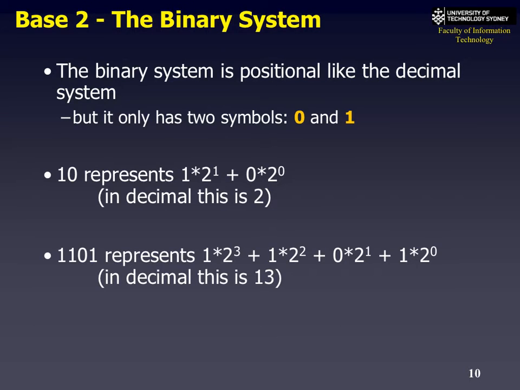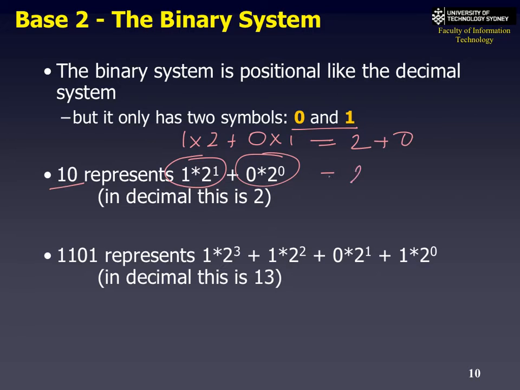Base 2 is very similar to decimal, except for one thing. There are only two digits, 0 and 1, that are valid. So, for example, 10 in binary is not ten. It represents 2 plus 0. In this case, 1 times 2 plus 0 times 1, that's equal to 2 plus 0, which is equal to 2. Easy.